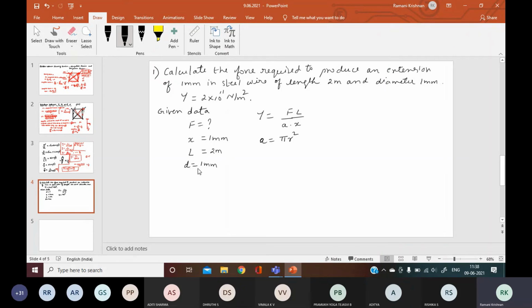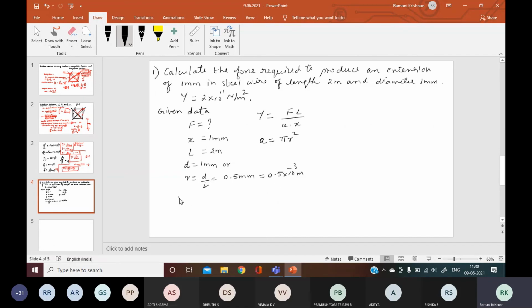So diameter has to be converted to radius, r equal to d by 2, which is equal to 0.5 millimeter. Convert it, which is equal to 0.5 into 10 power minus 3 meters. Converting millimeters to meters. This is the given data you should write. Diameter is given, don't substitute directly; r equal to d by 2, 0.5 millimeter.